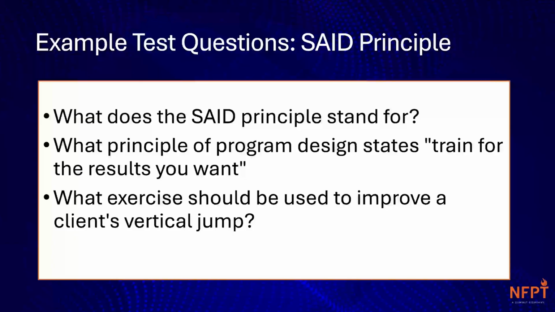And then one more example test question would be something like, what exercise should be used to improve a client's vertical jump? Now, I know you've got this one because we just covered it, but something like barbell squats or squat jumps would be a suitable answer to this type of question.